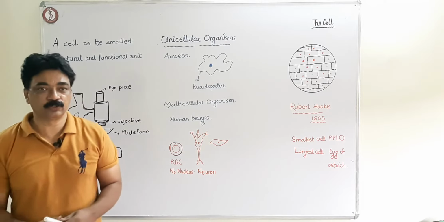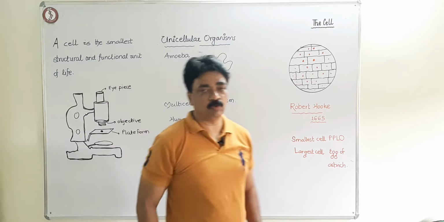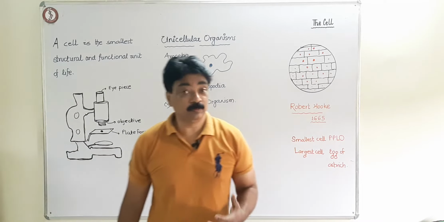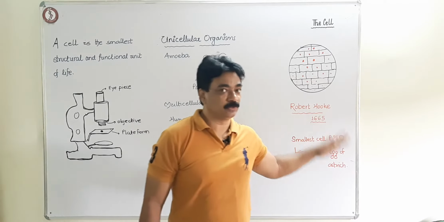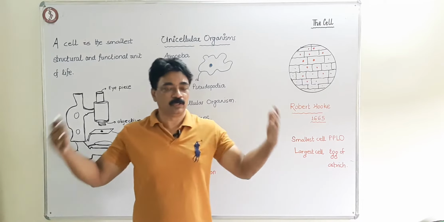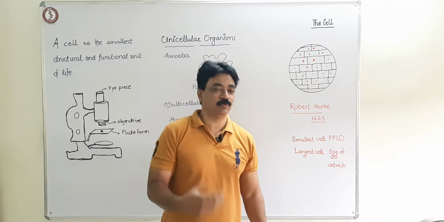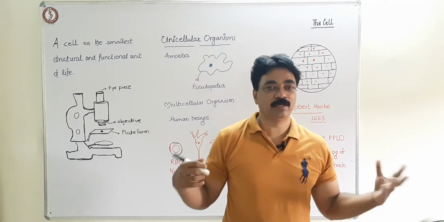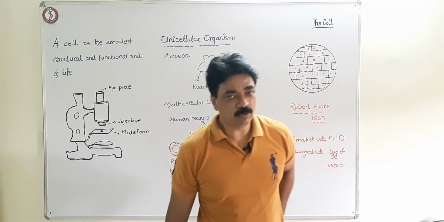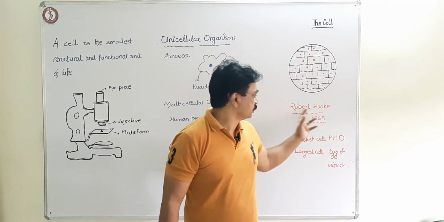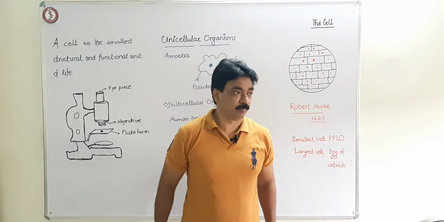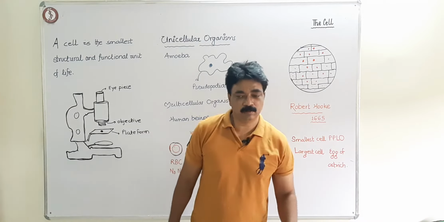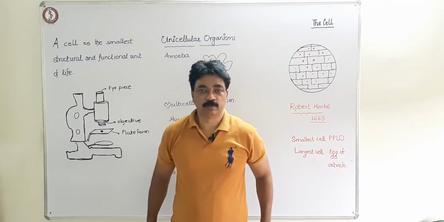So, standard 8 students, when we are talking about biology, it's very important to know what we are made up of. And here is a chapter which tells you what the components are by which an organism develops. Robert Hooke, a scientist, around 1665, invented a microscope.